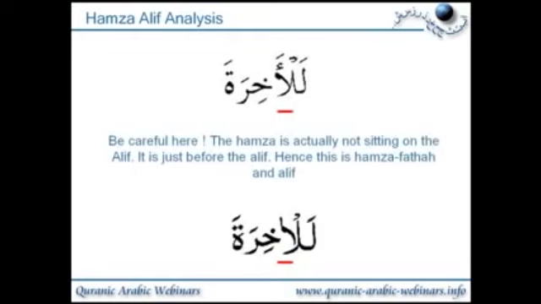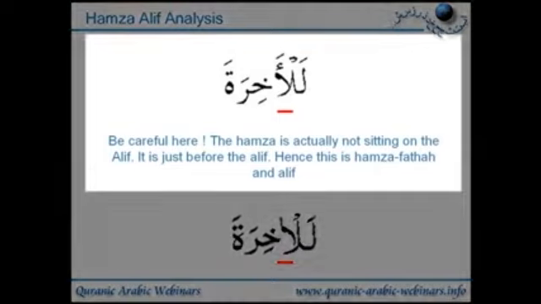Now just a word of warning here. One of the words where you will find the hamza fatha alif is in the word akhirah. So here we've got it, and it's taken out of a line of the Holy Quran. You've got lal akhirata.